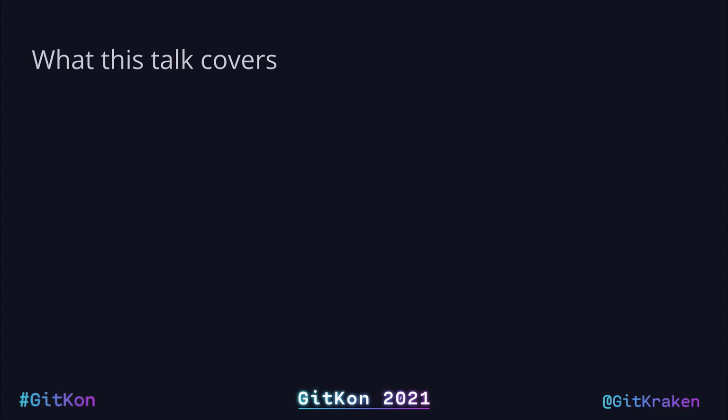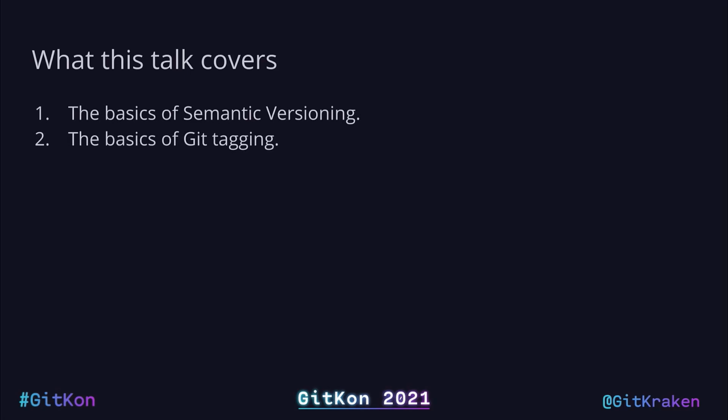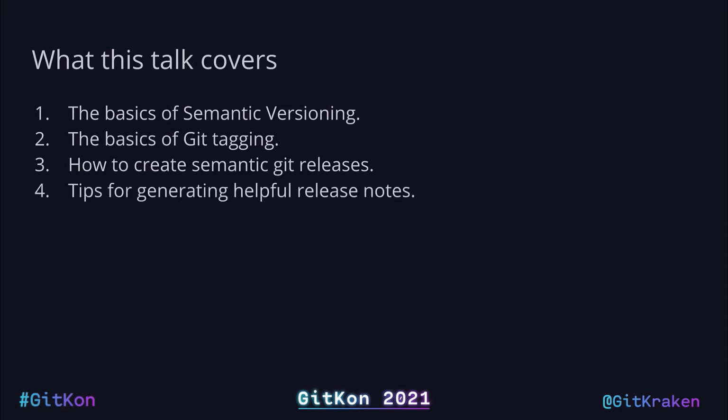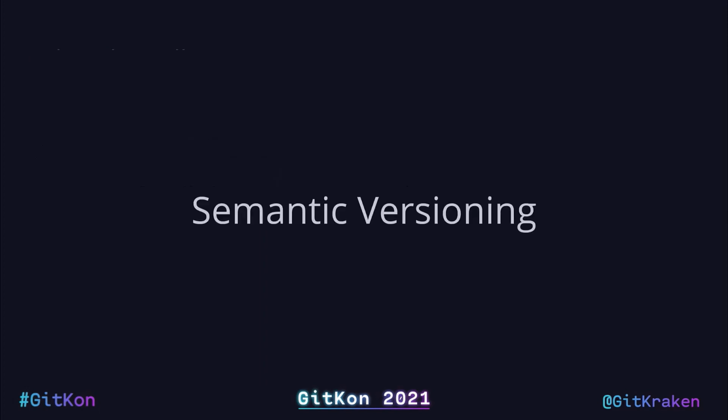So what we're going to talk about today, first, is just the basics of semantic versioning and what it is. Then we're going to talk about the basics of Git tagging and what Git tags are and how to use them. Then we're going to talk about how you combine the two together to create semantic Git releases. And then from there, we're going to go over some tips for generating helpful release notes for anyone who may be viewing your releases, and hopefully provide them with some helpful information to know if they can get the latest version of your production code.